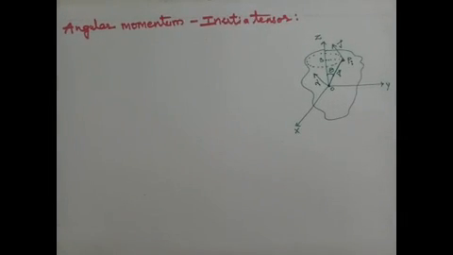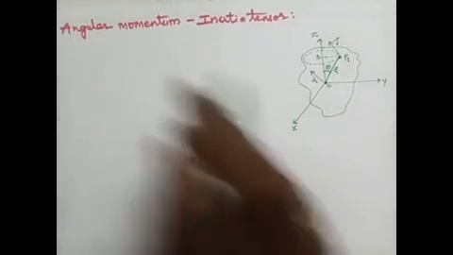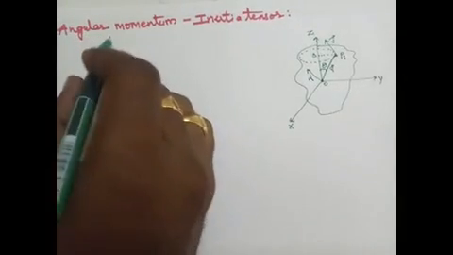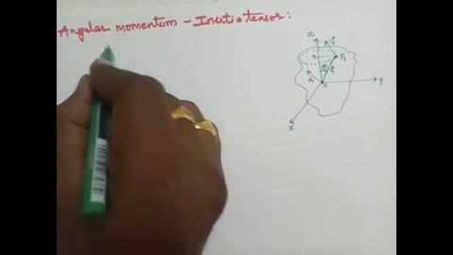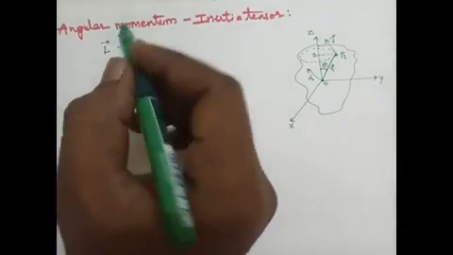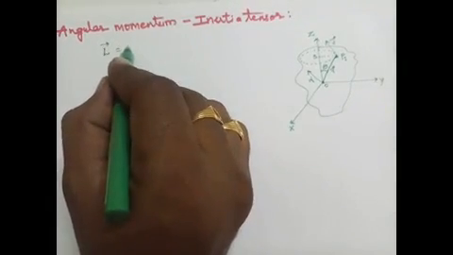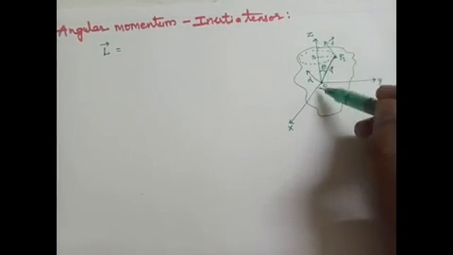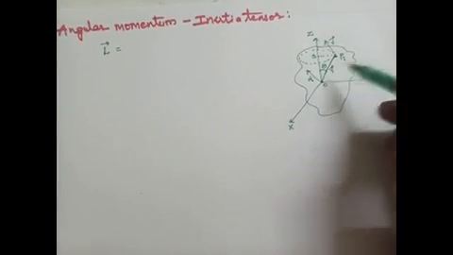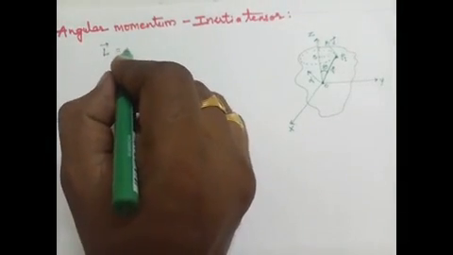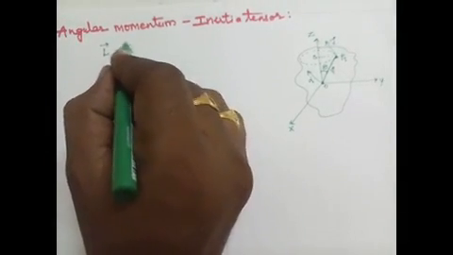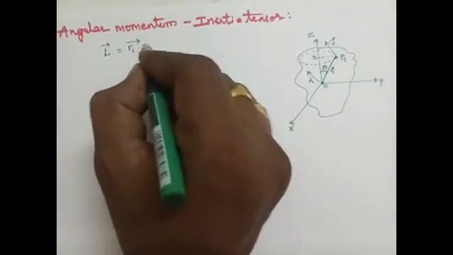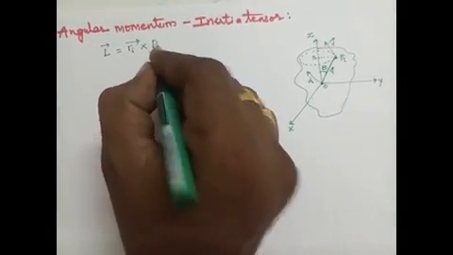So for this, the angular momentum can be L bar equal to, how can we define angular momentum? Cross product of the distance, that is the radius vector, and the linear momentum. See there, Ri bar cross the momentum of the ith particle.